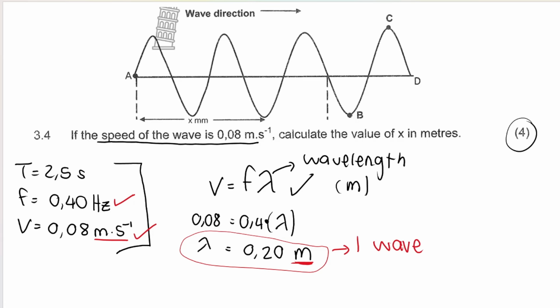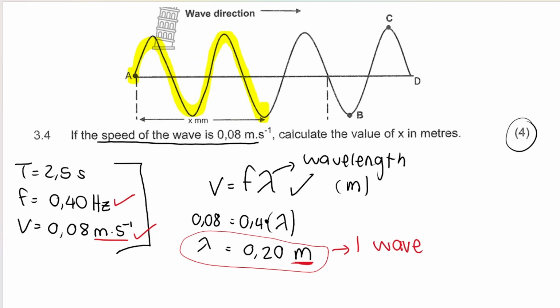It is the distance between 2 consecutive points in phase. That's what wavelength is. That's the definition. It's for one wave. They want the distance for distance x. And what's important for you to note is that distance x is not for one wave. Look at what distance x includes. Distance x starts here and it ends here. Let's join those dots. So it starts there, it goes there, and it ends there.